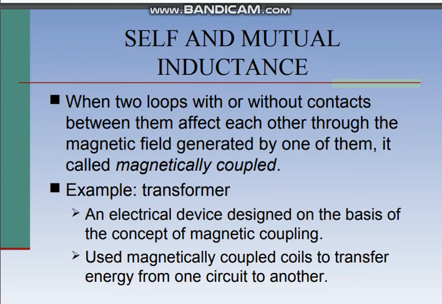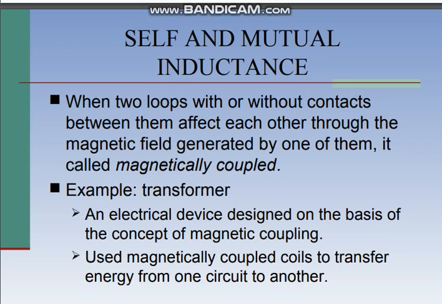And what is self and mutual inductance? As you know, self means that some power has been induced in the same kind of circuitry. When two loops, with or without contacts between them, affect each other through the magnetic field generated by one of them, it is called magnetically coupled.